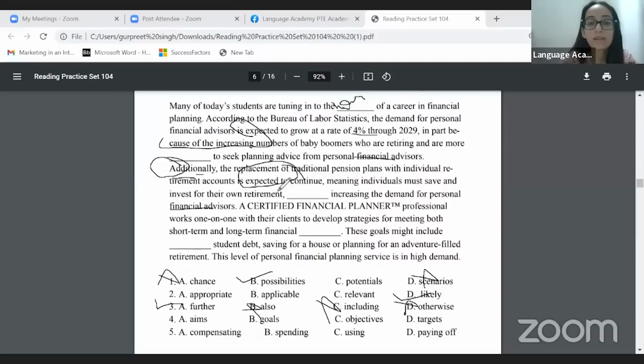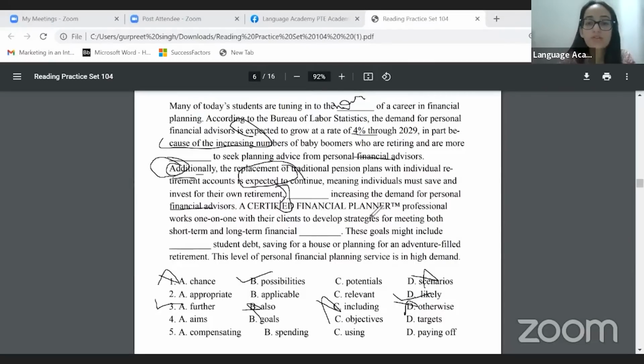So this is a complete statement, meaning individuals must save and invest for their own retirement. This sentence starting from additionally has a complete meaning here. We can put a full stop, but we are not putting it. We are still continuing. Increasing the demand. How are we increasing the demand? Further increasing means more increasing the demand, but we cannot say also increasing here.